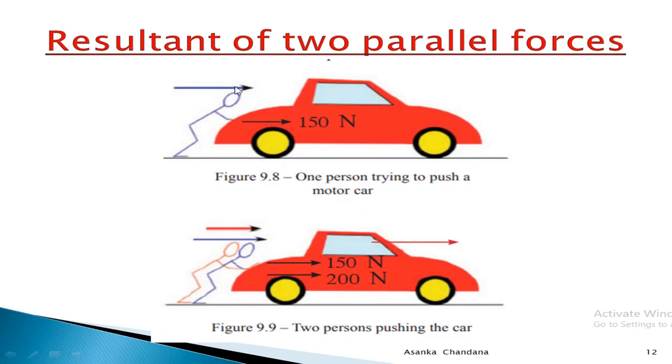Now think about the first diagram. One person is trying to push a motor car. Here the resultant force is equal to the force exerted by this person. Now consider this diagram: one person exerted 200 Newton, another person exerted 150 Newton. These two persons supplied parallel forces in this situation. How do we calculate the resultant force in that situation? Then we will go to how to calculate the resultant of two parallel forces.